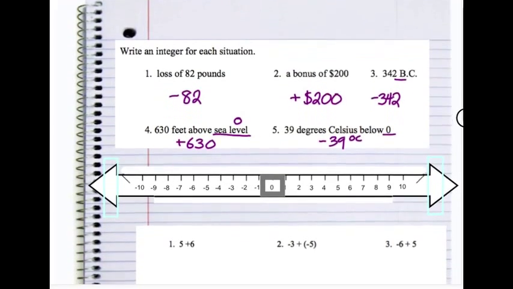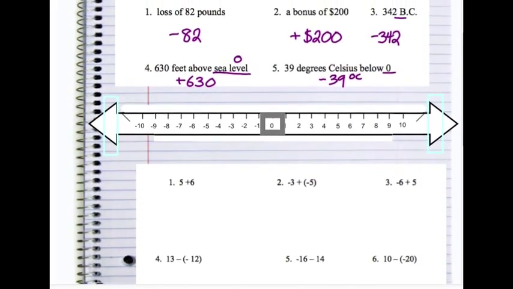So those are just a few examples of where we see integers in the world around us. For the examples on the bottom of your page, I do want you to think about using your number line, and we're going to do that in this particular way. Number 1, the example says 5 plus 6. So if I scroll over to the 5 and I want to increase by a value of 6, I could say 5 plus 1, 2, 3, 4, 5, 6, which would almost be off my number line, which is a value of 11. So my answer is positive 11.